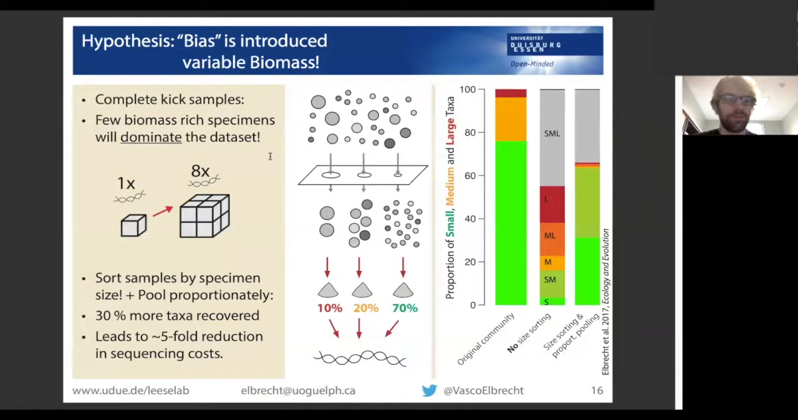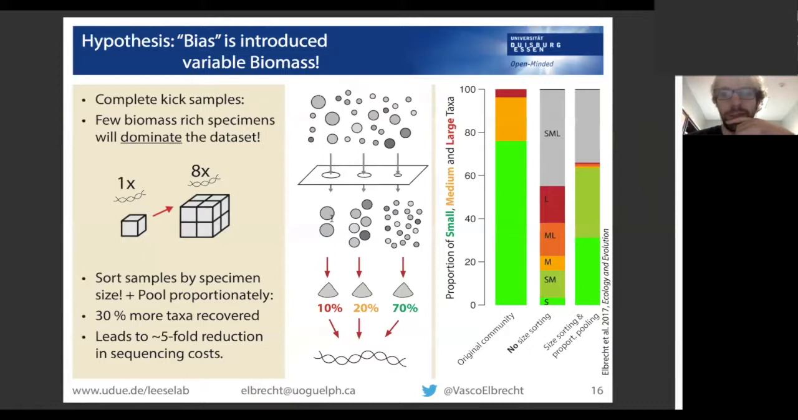The next issue, let's talk about biomass, is that the organisms have different size. So there is this thing where a few big specimens can really dominate your data set. And the solution around that is to basically sort your samples. So we sort them into specimen size.